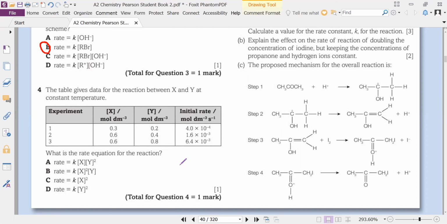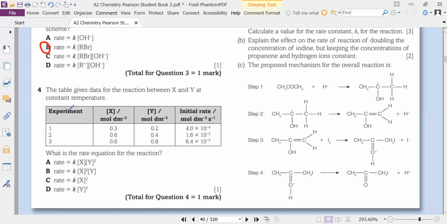If we see experiment 2 and 3, the concentration of X remains the same, but Y has been doubled. As Y has been doubled, the rate increases 4 times. Rate increases 4 times. And then if we compare 1 and 2, the Y has been doubled.